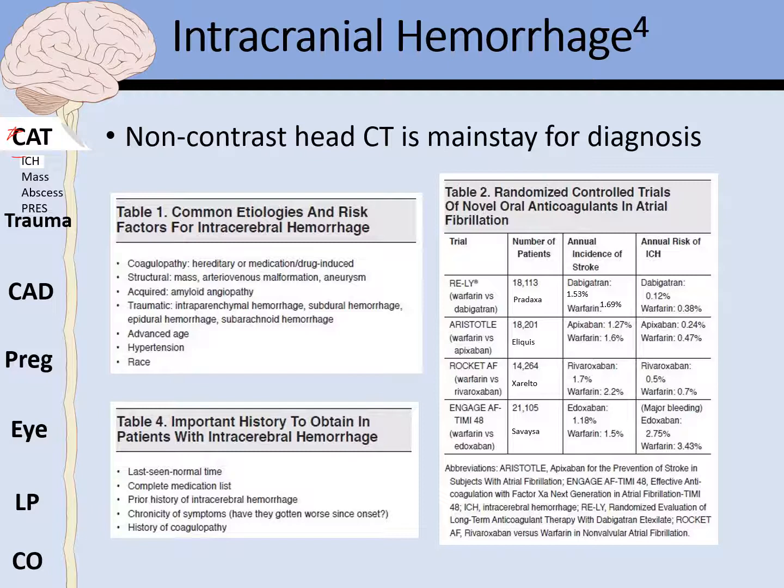This slide reviews common risk factors or historical features for intracranial hemorrhage, the main of which is blood thinner use. Table 2 is a good table reviewing the efficacy and side effects of novel oral anticoagulants compared to warfarin. As you can see, when used in atrial fibrillation, each novel agent reduces the risk of stroke, while also reducing the annual risk of intracranial hemorrhages, which is why they are quickly replacing warfarin.